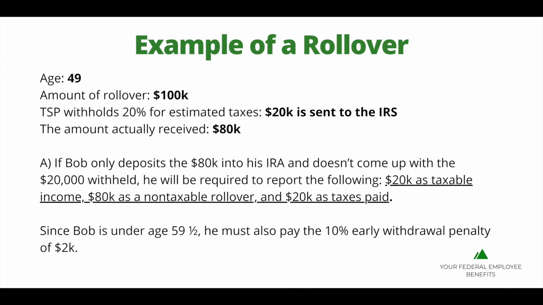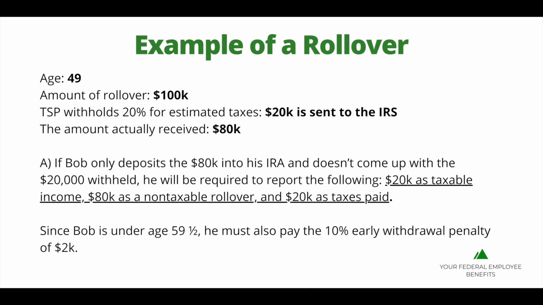And because he does not deposit the full $100,000, $20,000 is going to be treated as taxable income. That $20,000 was sent to the IRS for estimated taxes, and he was not able to pull from other sources to make it up. The $80,000 that Bob was able to move over to the IRA is going to be treated as a non-taxable rollover, so he won't pay any taxes on it. He met the rules with the $80,000, but that $20,000 he was not able to make up is going to be treated as a taxable distribution, so he's going to pay taxes on it.